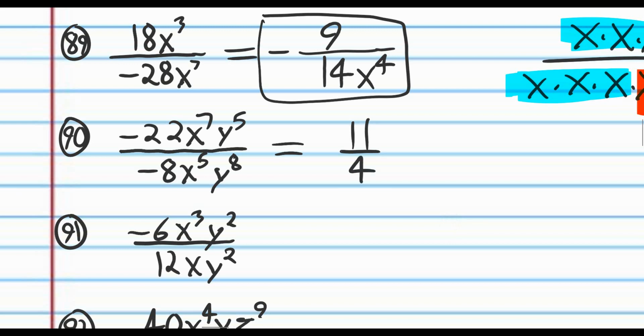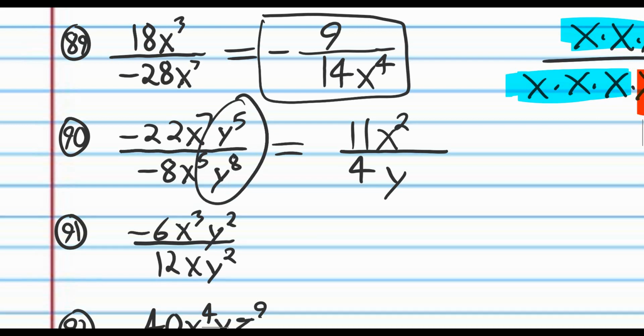Now we have a negative divided by a negative, so those negatives are just going to go away. And then we have x to the 7th over x to the 5th, so we can just subtract and get x to the 2nd power. So there are more x's on top than on the bottom, which means that the leftover are going to be on the top. Now here we have more x's in the bottom, so the leftover are going to be in the bottom.